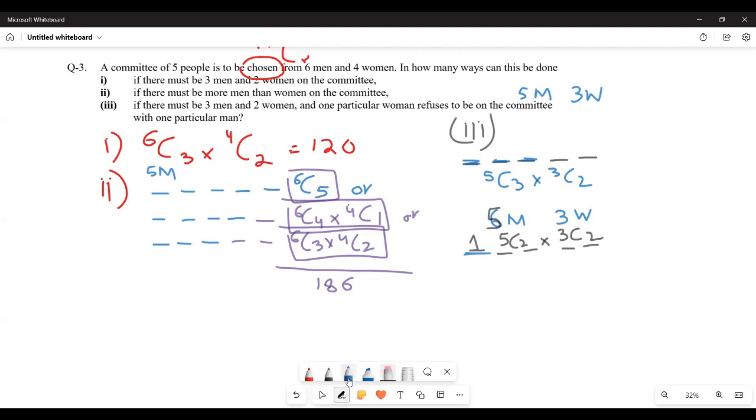Okay, the last case would be that the woman who fights is included. So from the 2 available spots for women, one of them is given to the one who doesn't get along with that guy. And for the other spot of women, you have 3 women available, so 3C1. And then you had total 6 men, but one of them fights with this woman who has been selected, so he can't be selected. So 5 men available for 3 spots. So that's going to be 5C3. Okay. So you find the result of this, you find the result of this, you find the result of this, and you add all these scenarios together and you get the answer.